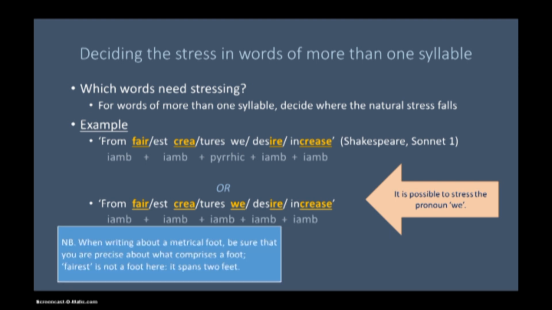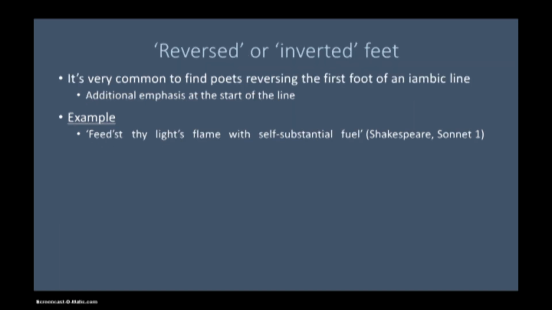Note, when writing about a metrical foot, make sure that you are precise about what comprises that foot. Here, for example, you couldn't talk about the word fairest being a foot because it's not. It spans 2 feet, the first and the second in the line.